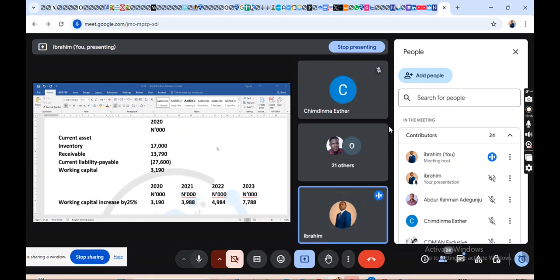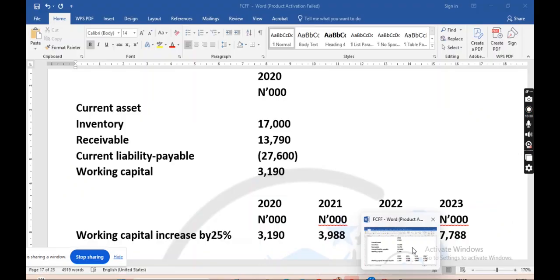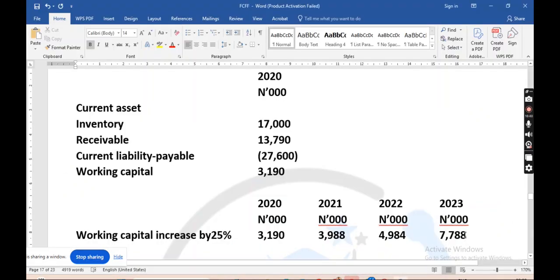Okay. Then I just need three professional students to give me the figure. Esther, Olanike, and Isaiah, please. So please, what is the correct figure for this? The last one is not correct. So what do you have?